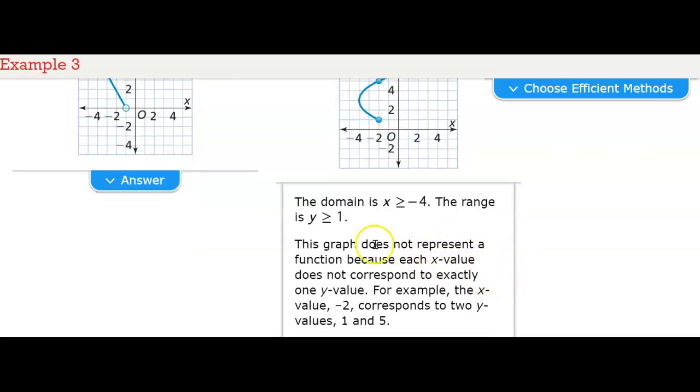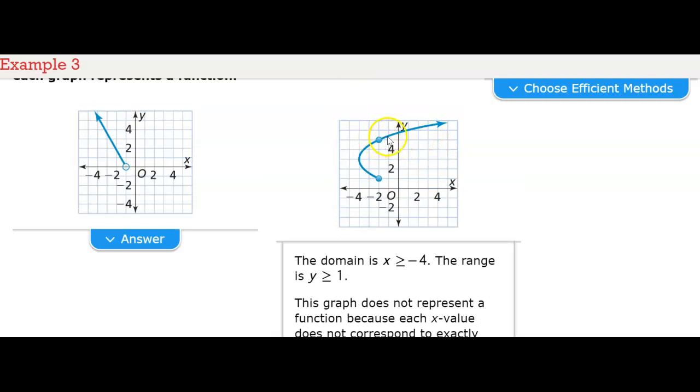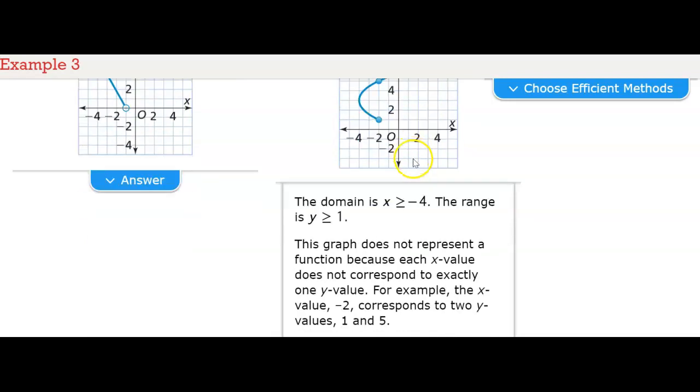So the graph does not represent a function because each x value does not correspond to exactly one y value. For example, the x value -2 corresponds to 2 y values, which is 1, and it also corresponds with the 5. So that is why it will not be a function.